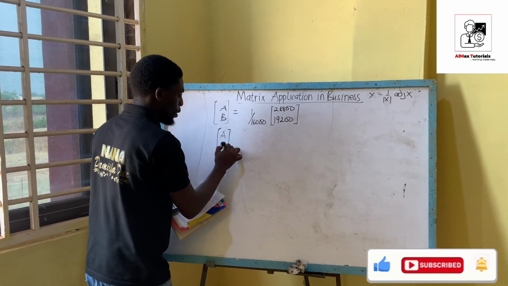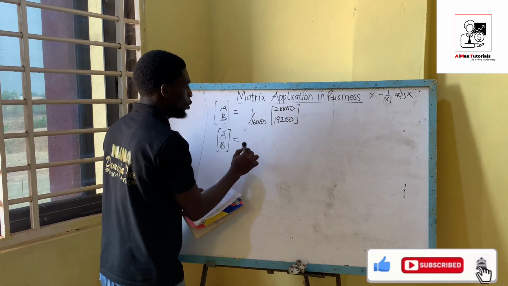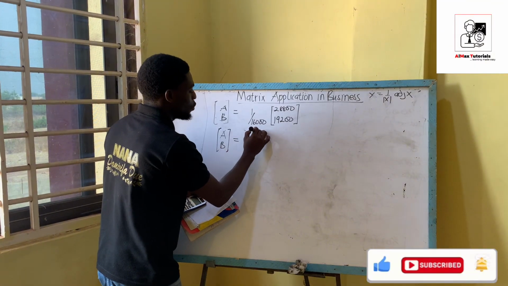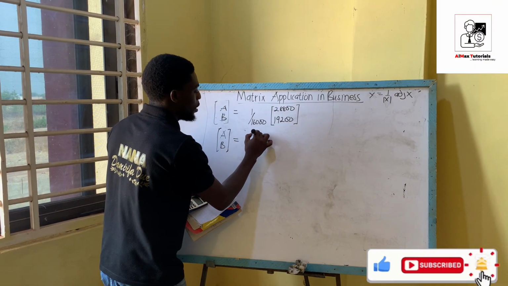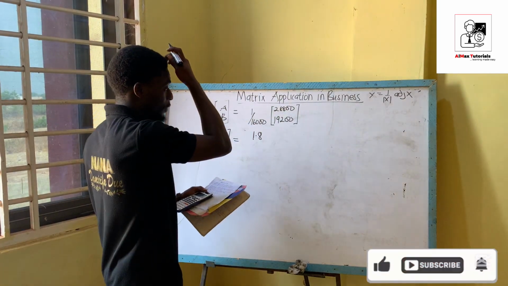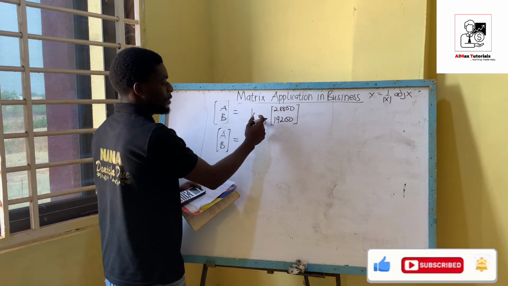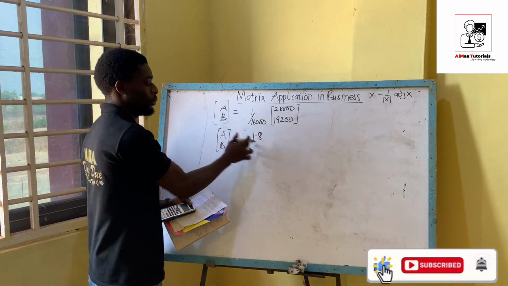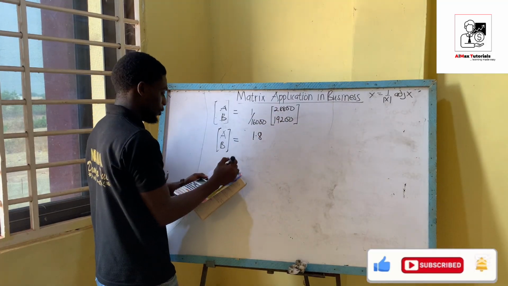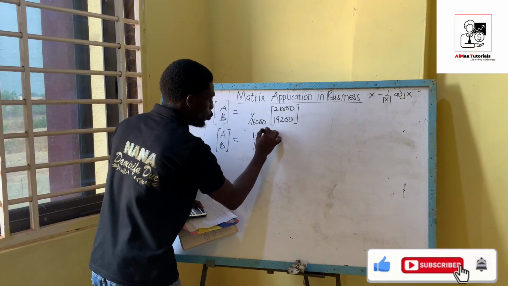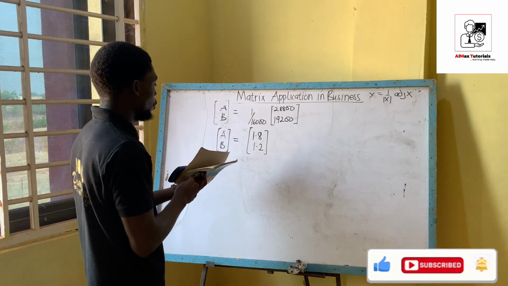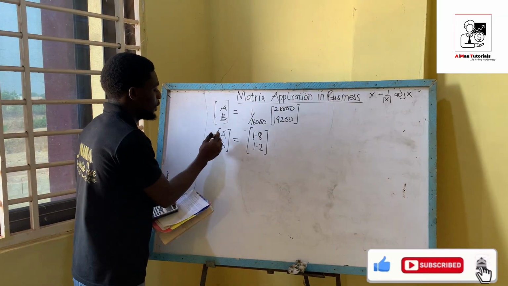Don't forget to write your A and B as you go. So 1 over 16,000 by 28,800 gives us 1.8. I always prefer decimals to fractions. Then 1 over 16,000 multiplied by 19,200 gives us 1.2.